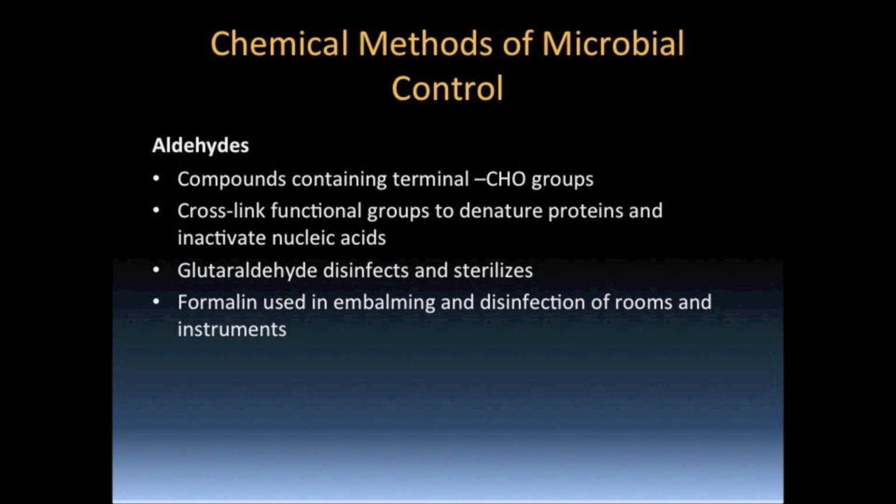Compounds containing a carbon-hydrogen-oxygen functional group on the terminal carbon are referred to as aldehydes. Two aldehydes that have been used as antimicrobials are formaldehyde and glutaraldehyde. These agents work by cross-linking the functional groups of amino acids in a protein, causing them to denature, and also inactivate nucleic acids. They are among the most effective antimicrobials.